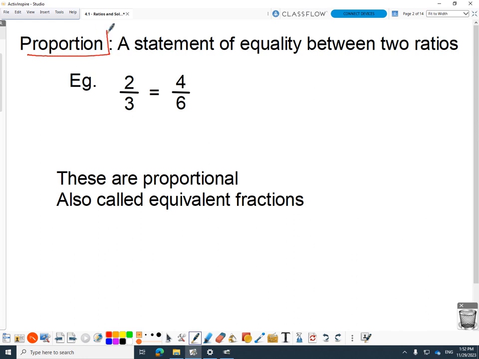Here might be the most important word of the chapter. It's called proportion. And proportion is a statement of equality between 2 ratios. And this says 2/3 equals 4/6, which when you first look at it, you go, how can 2/3 be equal to 4/6? But can someone explain this? Why 2/3 is equal to 4/6?